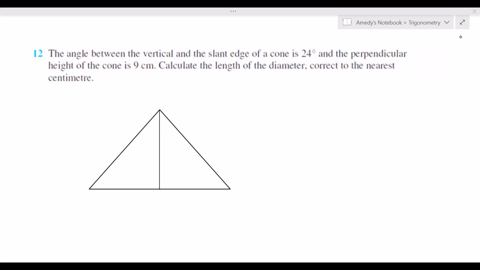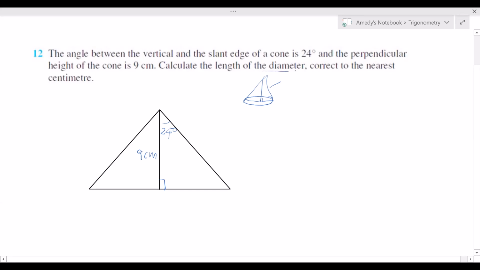The angle between a vertical and a slant edge of a cone is 24 degrees. So this is a 2D cross-sectional view of a cone. We know a cone looks like this. The diameter is over here and the perpendicular height is over here. And this is the slant edge. Let's again put all the information on the diagram. The slant edge and vertical form 24 degrees. I can mark 24 degrees here. Perpendicular height is 9 cm. Perpendicular, that's why it's 90 degrees. What else? That's all right.